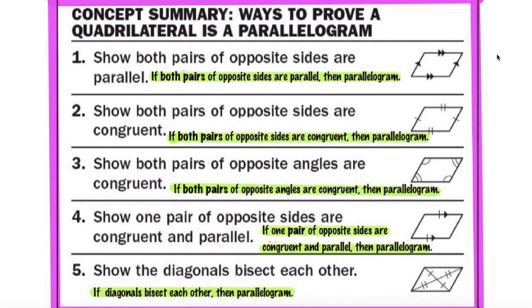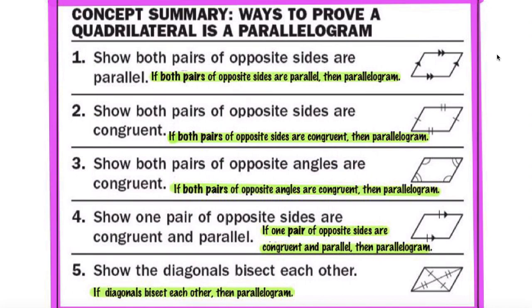For number 3, you are able to prove that you have a parallelogram if you are able to prove that both pairs of opposite angles are congruent to each other. This would not necessarily be one that we would do with coordinates because we would only be able to prove that we had right angles if we had a coordinate grid for this one, and that would be kind of rare.